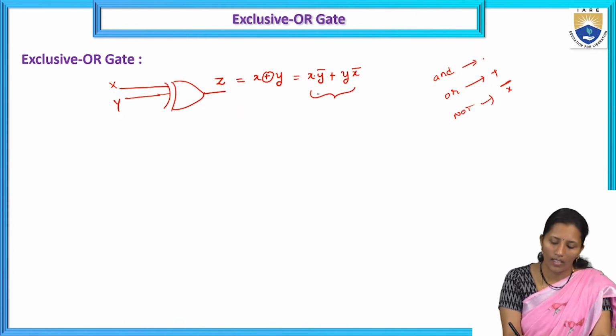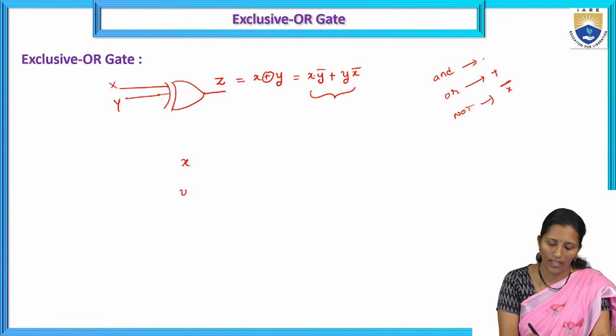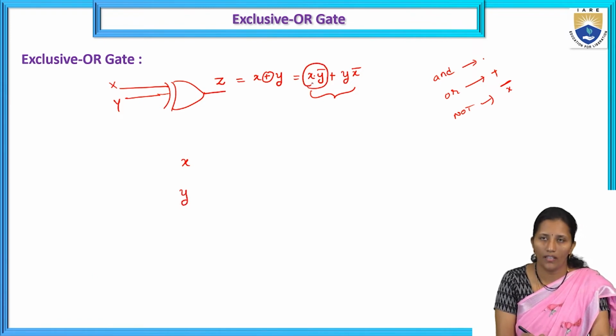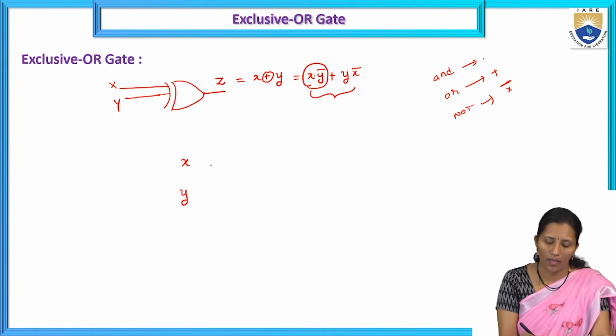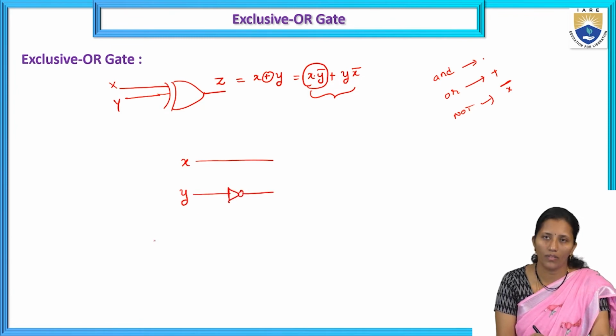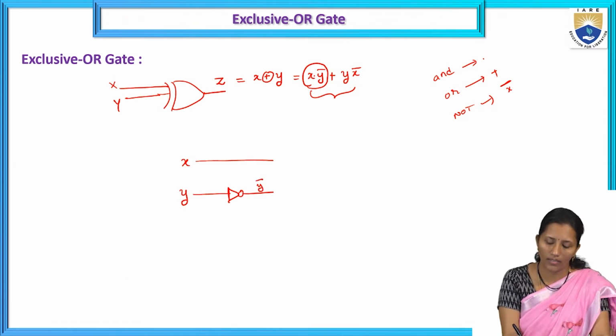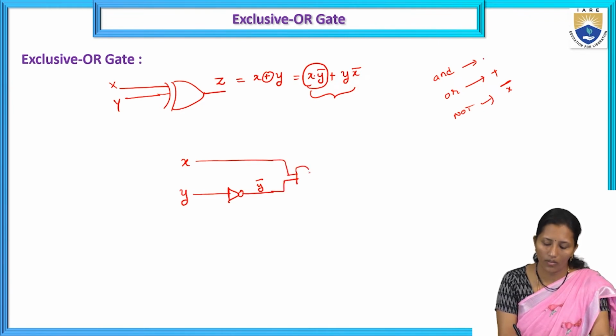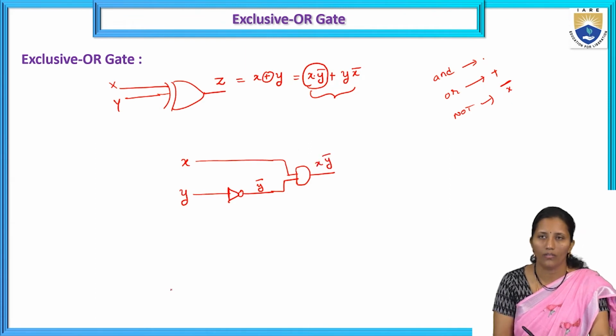What are the inputs we have? X and Y. The first function in the AND gate is X Y bar. We take X, and to get Y bar we have to give Y to the NOT gate. So here we get Y bar. Both are multiplied, so X into Y bar, and the logic gate we use is the AND gate. So we get X into Y bar here.